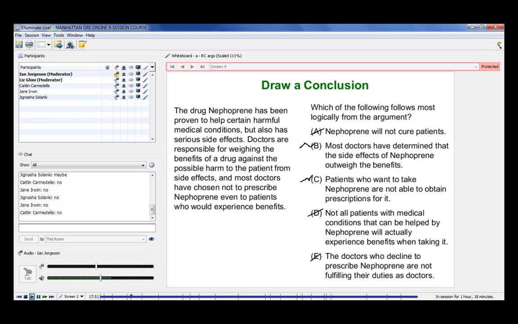Of course, this is Ian turning on the cynical button. We all know that in reality, whether or not nephroprene gets prescribed has everything to do with whether the doctors have been given money and or trips by the manufacturer of nephroprene, but that's me being cynical.